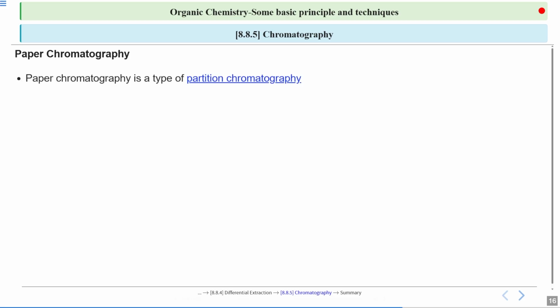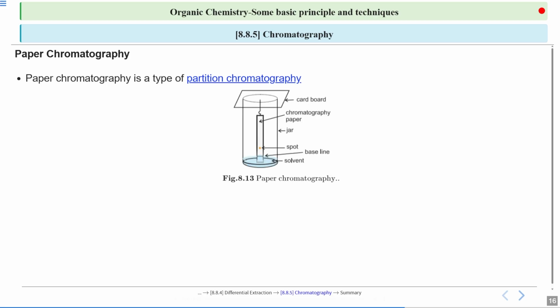Next, paper chromatography is a type of partition chromatography. We have seen this, and this is the setup for it. You have a cardboard and you have suspended your chromatography paper along with the cardboard. Then we have a jar, and similar to your previous one, which is TLC, you also have a spot here. Then you have a baseline and a solvent placed in the bottom of this jar.